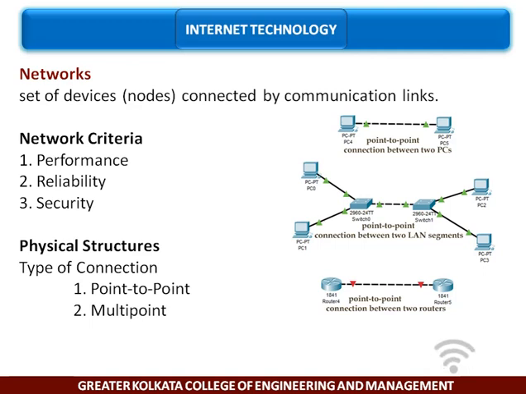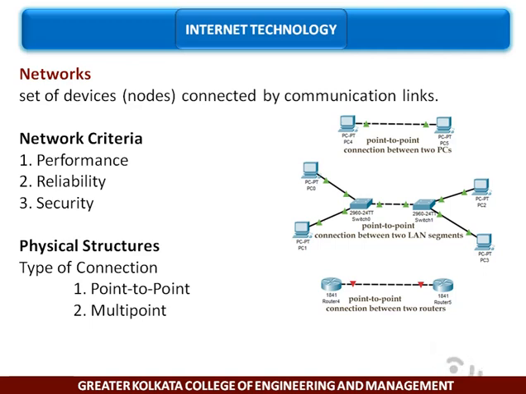Next one is the physical structure. Before discussing networks, we need to define some network attributes. That means the type of connection. A network is two or more devices connected through links. And what about the link? A link is a communication pathway that transfers data from one device to another.